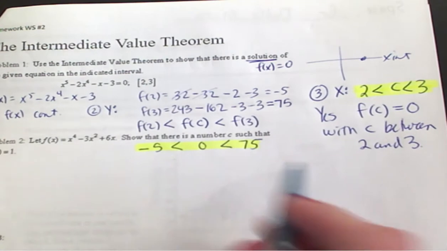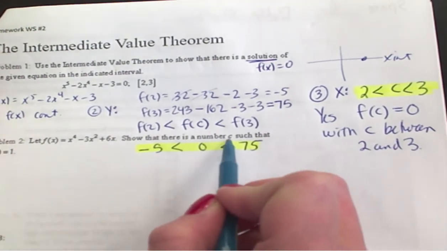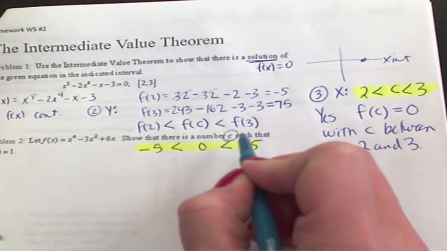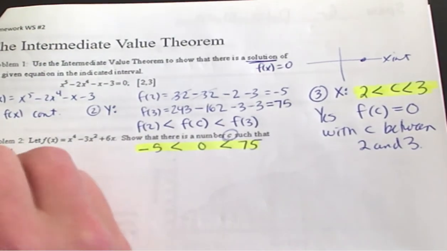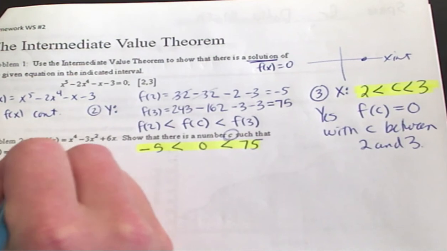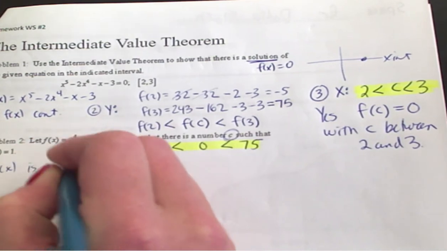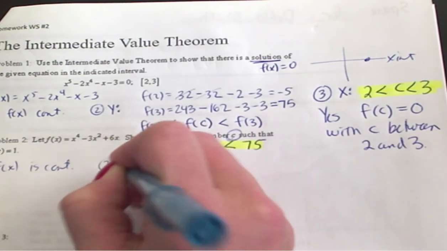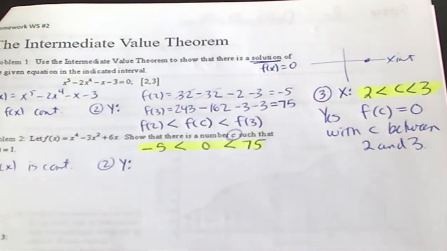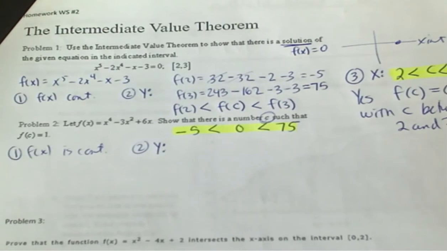Okay, so let's do number 2. Show that there is a number c such that f of c equals 1. Step 1. F of x is continuous. Step 2. Compare the y values. I don't see any endpoints. I didn't give you the endpoints, which means you're considering from negative infinity to positive infinity.